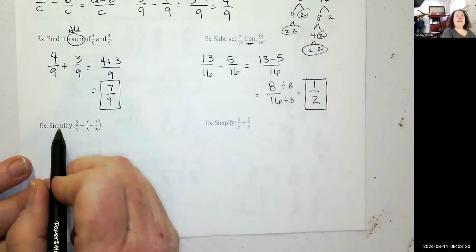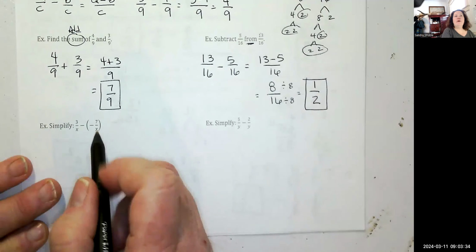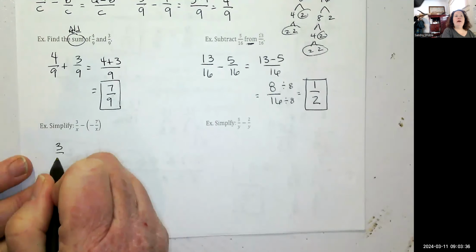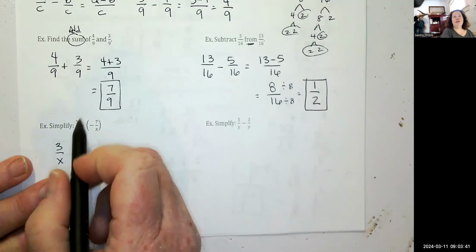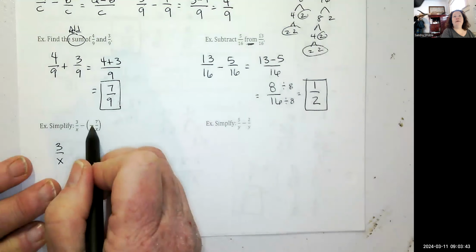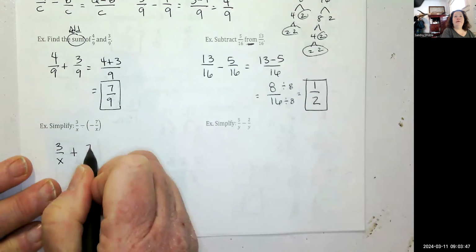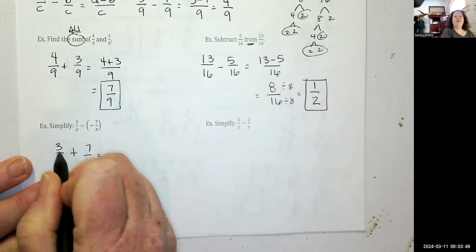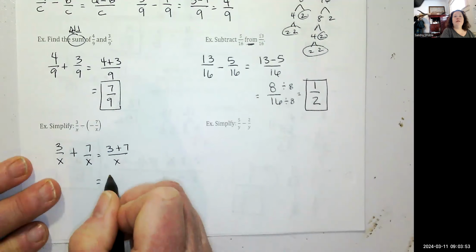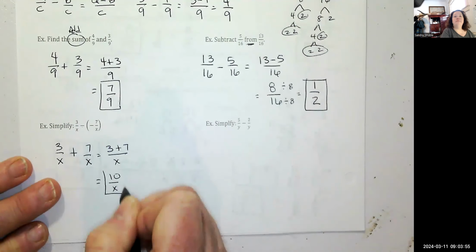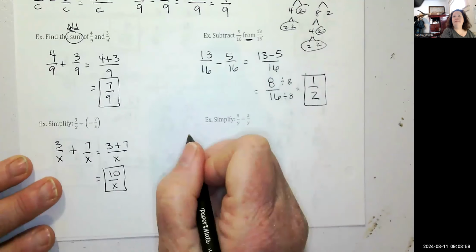Okay, the next one is simplify 3 over x minus a negative 7 over x. Well, that's 3 over x. The same rules apply for fractions as for integers. Negative times a negative is a positive, or if you have 2 negatives, it's a positive. 7 over x. So this makes it 3 plus 7 over x, which is 10 over x. And that's your answer. Pause the video and attempt the next one and then come back.